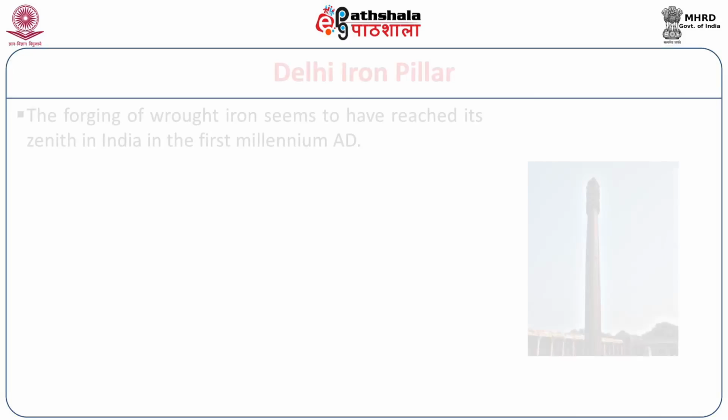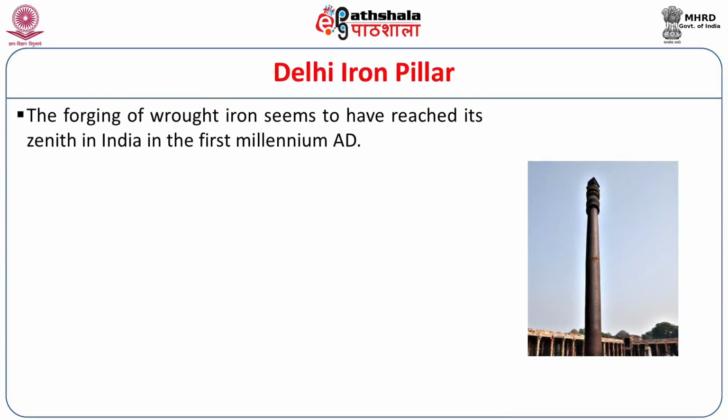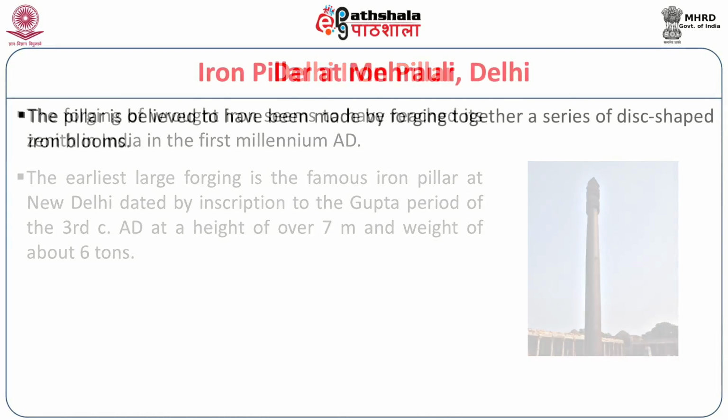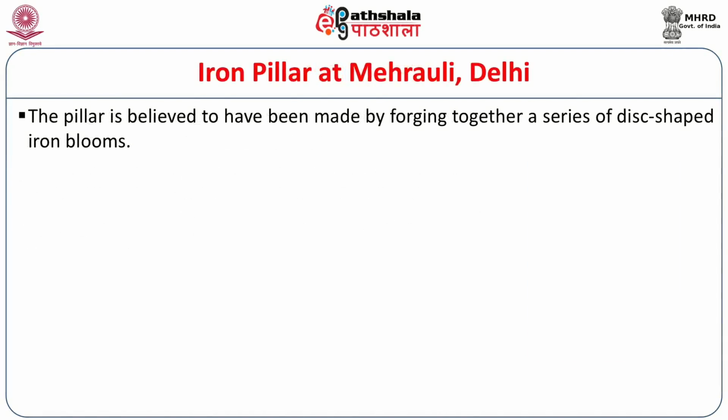A most spectacular testimony to the skills of early Indian iron workers is the Delhi Iron Pillar, which stands in the Mehrauli complex in New Delhi. The forging of wrought iron seems to have reached its zenith in India in the 1st millennium AD. The largest massive iron forging is the famous iron pillar at New Delhi, which is dated by inscription to the Gupta period of the 3rd century AD and towers at a height of over 7 meters with a weight of about 6 tons. The pillar is believed to have been made by forging together a series of disc-shaped iron blooms.